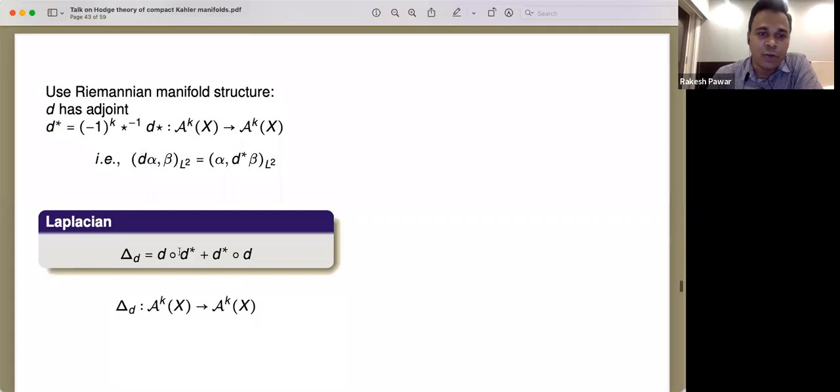Right, and now what we can do is put this together and form d star composed with d, plus d composed with d star. Think about this operator now from A^k of X to A^k of X. You can check that a degree k form goes to a degree k form, the way it is defined, and this turns out to be the Laplacian. This is called the Laplacian.